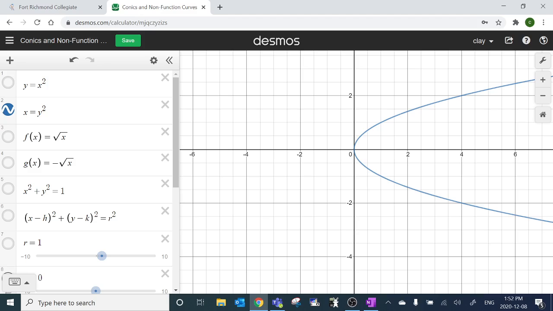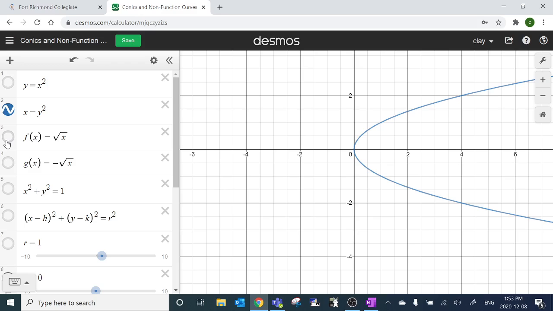Of course, I could make it a function. I could make it really two functions. I could say it's f of x, which is the square root of x. There's the black part. And it's g of x, which is the negative square root of x, which is this burgundy part. And together, those two things make up a graph that I would call x equals y squared. Individually, each of them are functions.